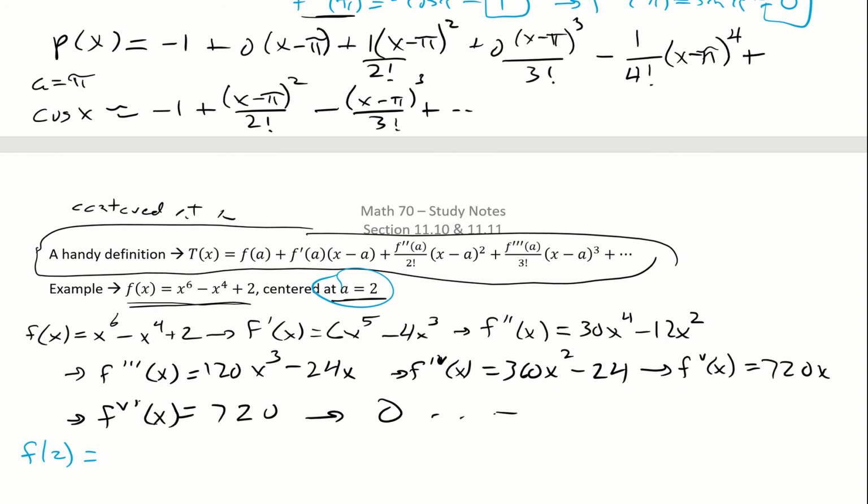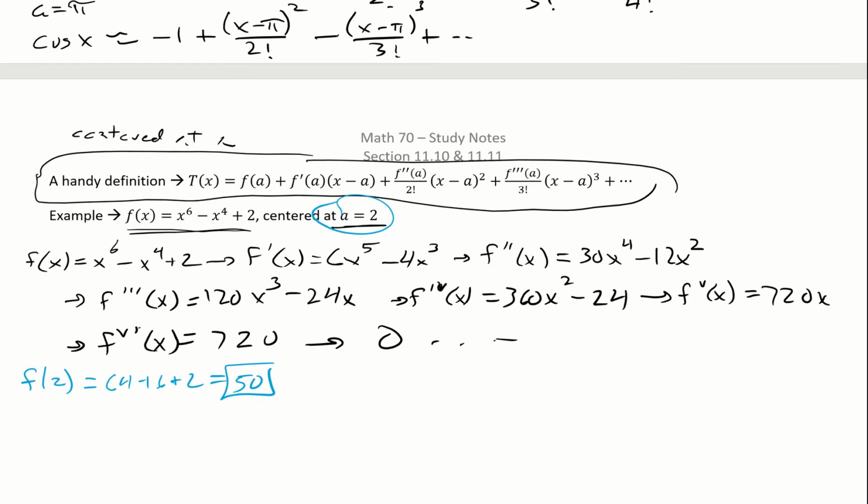But anyway, what I've got here in this case is, let's see, if I plug in 2 here, that's going to be 64. Let's do it. 64 minus 16 plus 2. So what we're getting is 66 minus 16 is 50, I do believe. So that's the first number in our polynomial. In fact, I might just kind of march down this way.